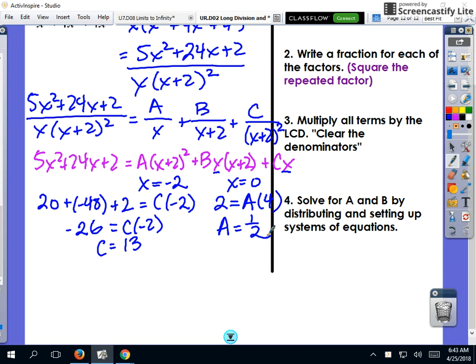Sweet. All right, now I just need to, I guess I could just plug all of this in. Well, let's see. What would be the easy way to get to B?